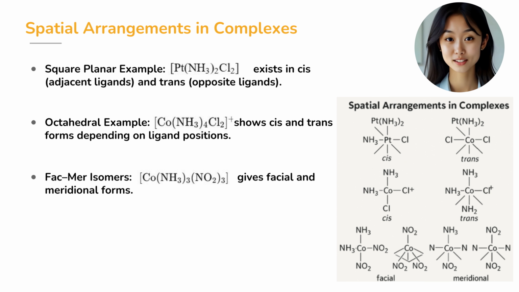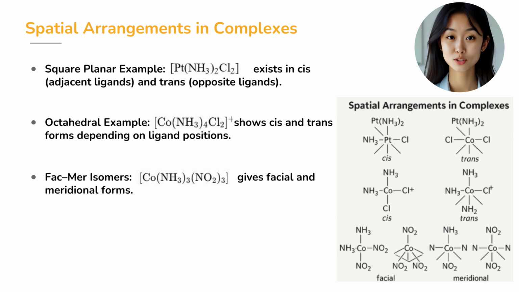And here's a twist, facial and meridional isomerism. In a complex like [Co(NH3)3(NO2)3], the ligands can arrange themselves in two ways. In facial isomerism, all nitro groups sit on the same face of the octahedron. In meridional isomerism, they sit along the meridian, like sitting in a straight line or zigzag.